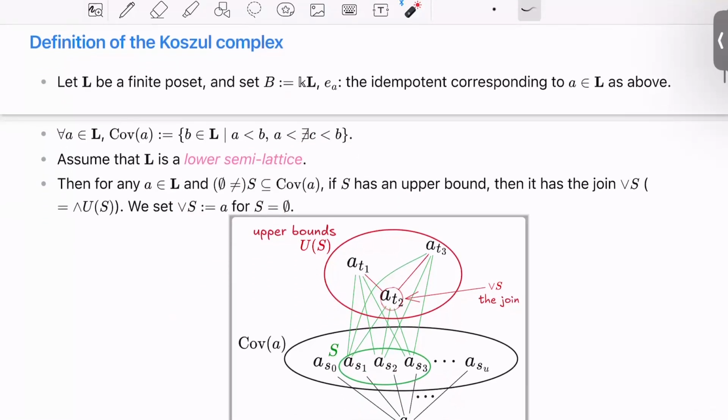So look at this image. We have an element A of L, and then they are direct predecessors, and we choose some subset S here. If S has a non-empty upper bound, then it has the least element. This is guaranteed by lower semilattice. In their paper, there is no need to assume the lower semilattice, but to make it easy, I assume this property.